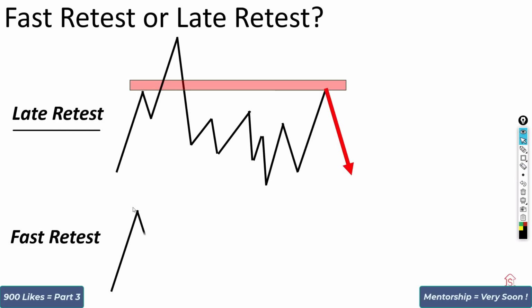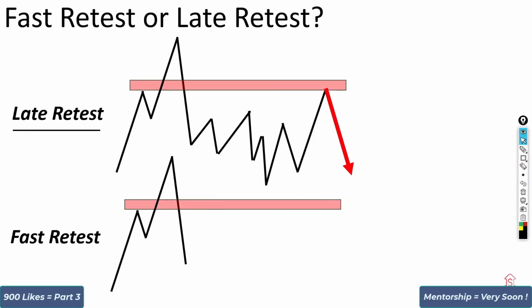A, B, C, and then we break. We have the QM level activated. It comes up pretty straightforward. It comes up pretty fast. We checked the 3-minute time frame for the confirmation of engulf. We get the trade and boom. This is fast retest and this is late retest. I also want to show you some examples of that.